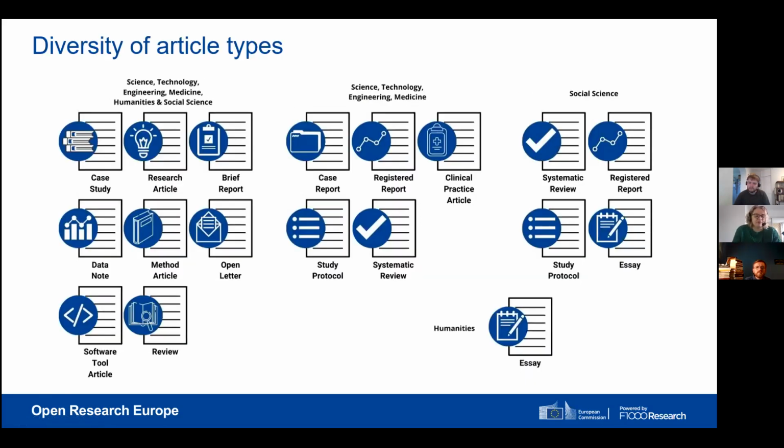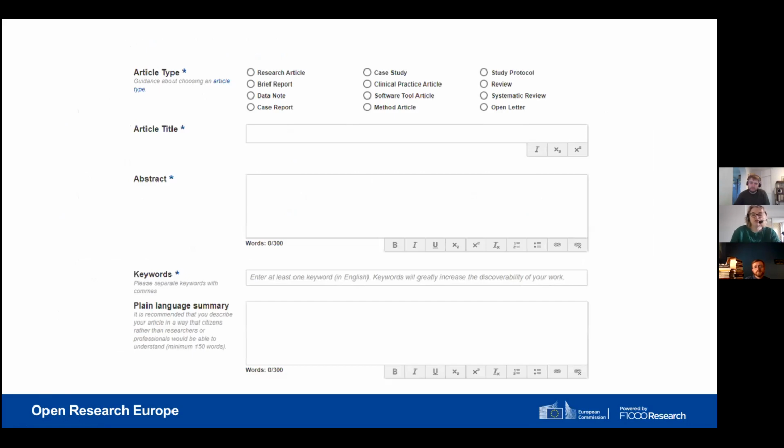And there's full information with regards to article guidelines and what these article types actually are and how they're different on the website to really make sure that you're choosing the correct one when you're submitting your manuscript. So once you have decided which article type you're going to submit, you just select that at the top here. And then the rest of the submission form is quite standard, really.